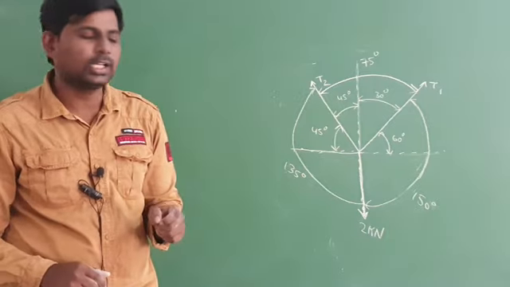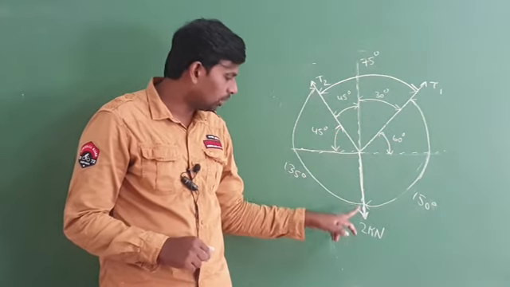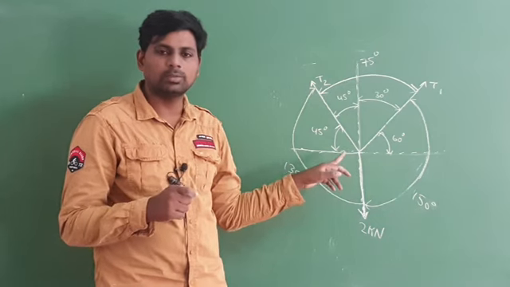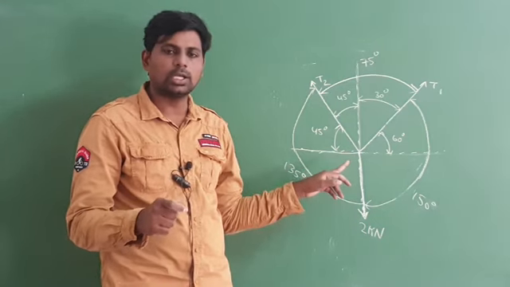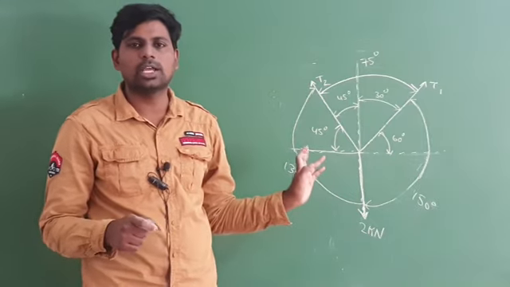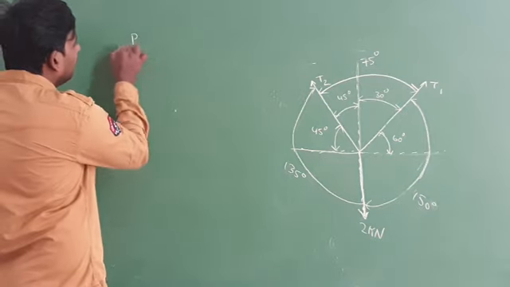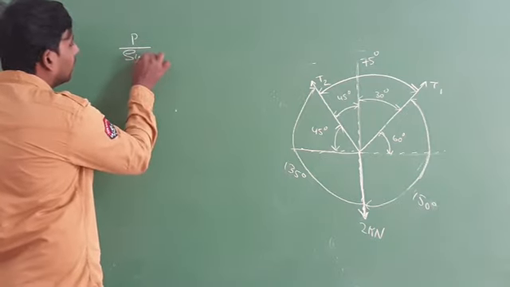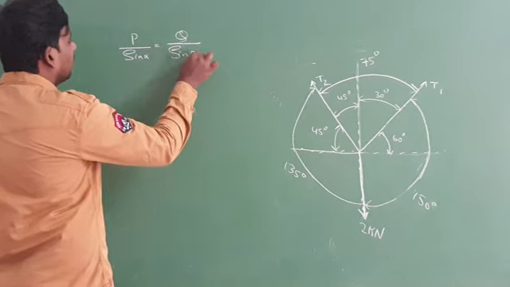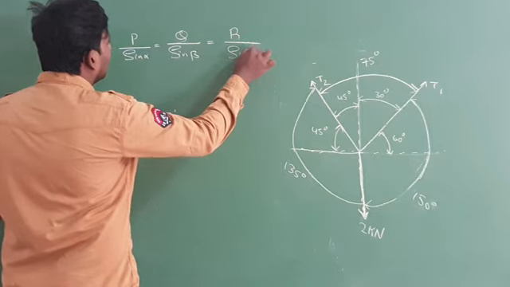If three forces acting at a point, this is force 1, this one is force 2, and this one is force 3, are in equilibrium, then each force will be proportional to the sine of the angle between the other two forces. First I will write: P by sine alpha is equal to Q by sine beta is equal to R by sine gamma.